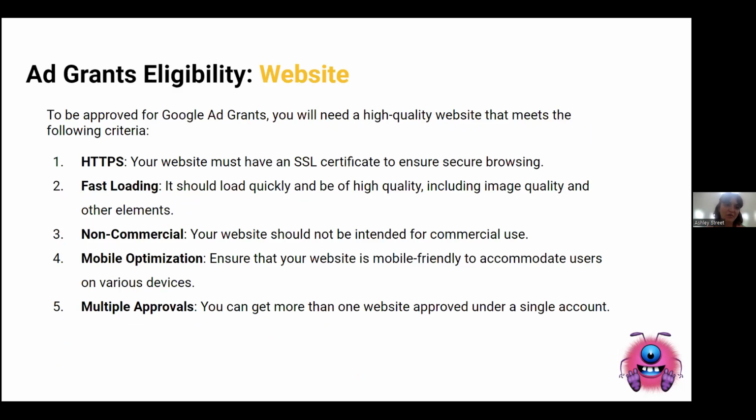So we're going to talk a little bit more about your website's eligibility. And honestly, these are things that you would want to do whether you are applying for the ad grant or not, because these are things that need to be done so that your website shows up organically. You must have an SSL certificate. By now, I'm sure everybody on this call has done that because this has been a standard for over a year now. Also, you want to make sure that your website is loading quickly.